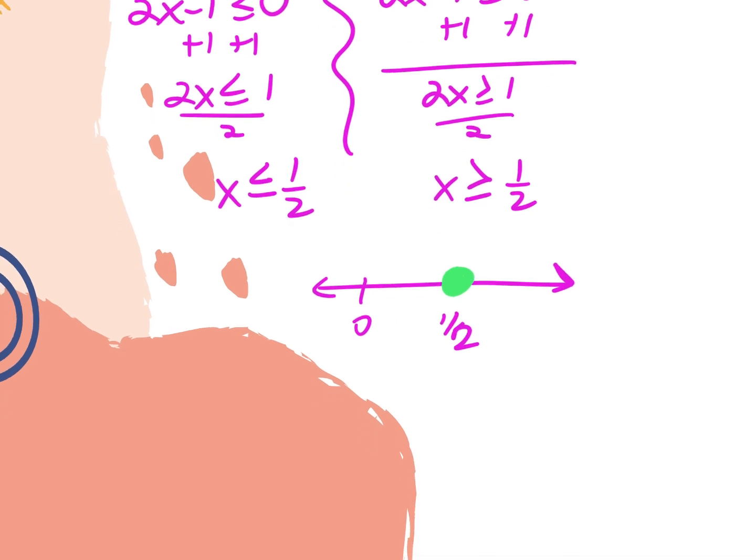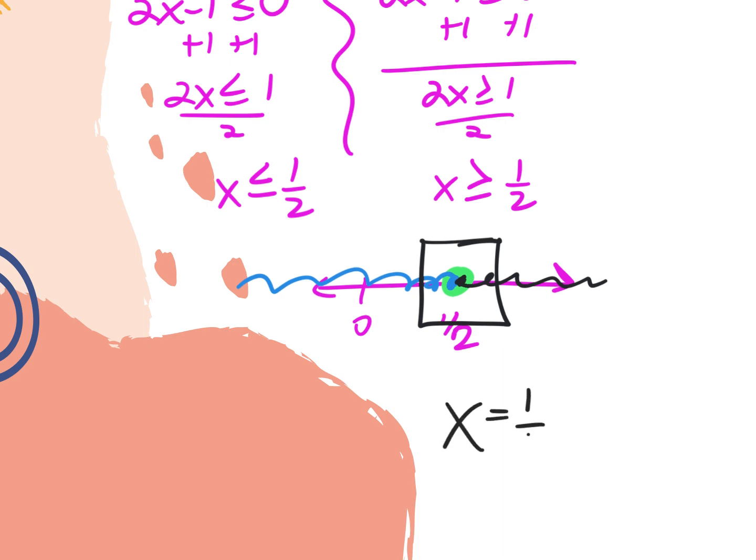So here I'm looking at x is less than or equal to 1/2. So from this point, everything over here. And then I look at my next solution and it's greater than or equal to, so it's from this point and then everything over here. Where is the only place that there is an intersection? It's at x equals 1/2.